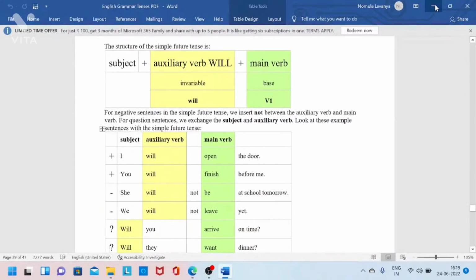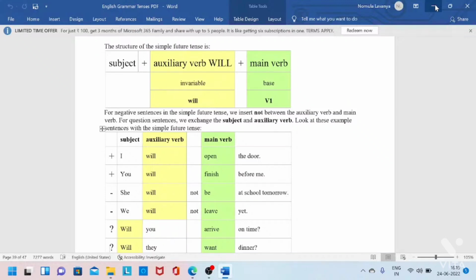Like for a positive sentence, like I will open the door, will is the auxiliary verb. You will finish before me. So here the main verb is the base V1. Open, finish, these are all basic V1 formations. And for the negative sentence, as usual, we will be inserting not in between the auxiliary verb and the main verb.